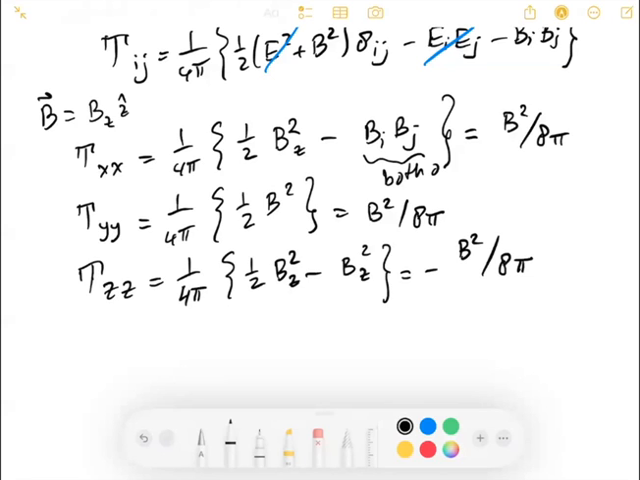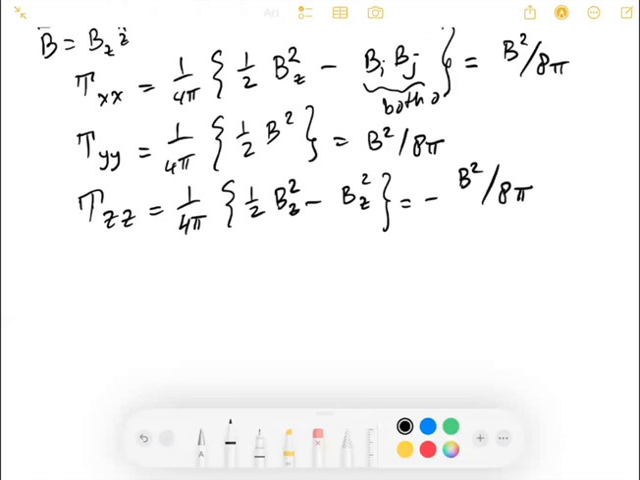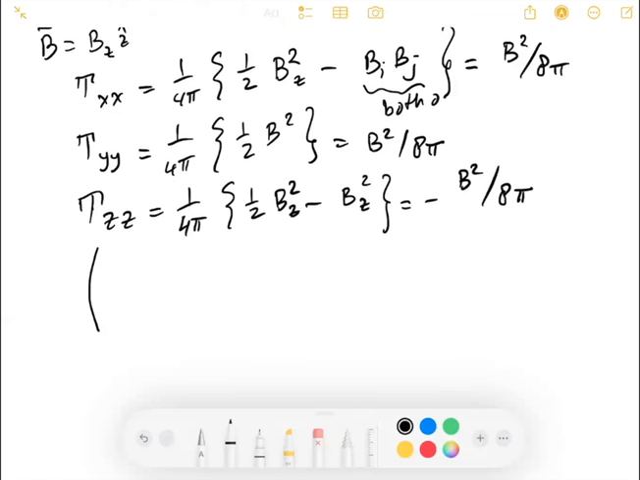So it's a completely diagonal matrix. If you want to draw it, it's just b squared over 8 pi, and it's 1, 1, minus 1. Okay, 0 is here, 0 is there.